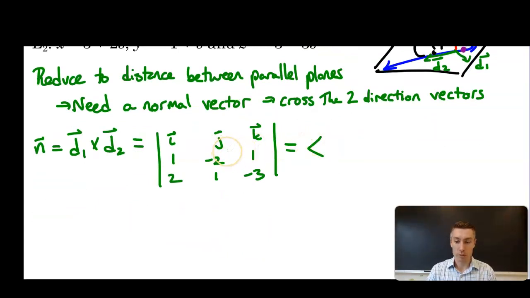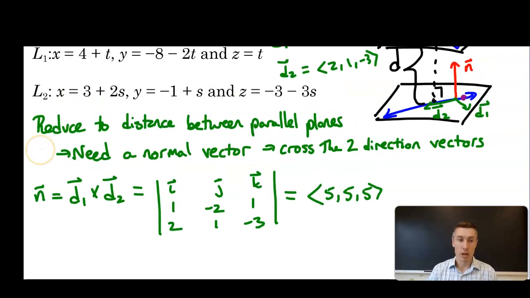Okay, so the cross product here is going to be 5, 5, 5. Right? 6 minus 1 would be 5. Negative 3 minus 2 is negative 5, but the j component's negative. And then 1 minus negative 4 would be 5. Whether you use cofactor expansion or the diagonal method, make sure you feel proficient at finding the cross product of two vectors. Okay, so we have our normal vector.